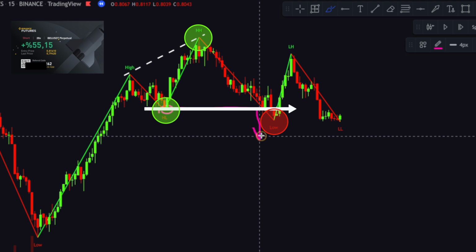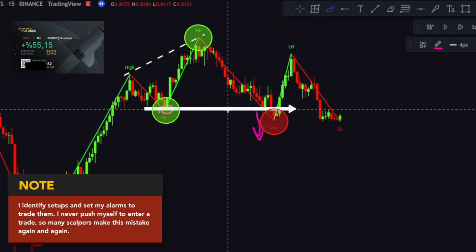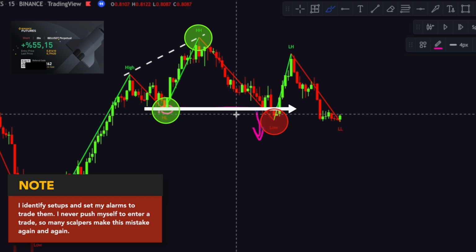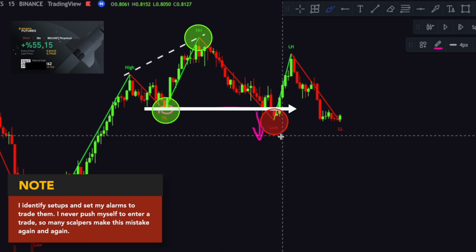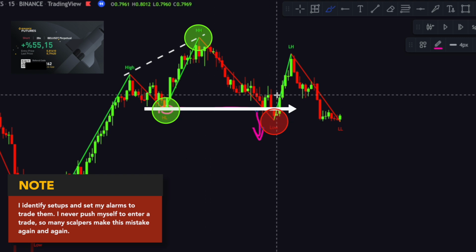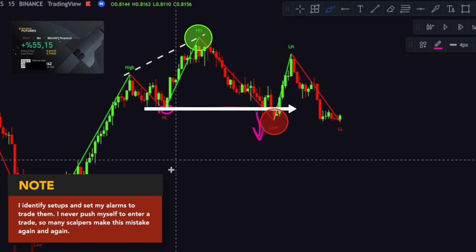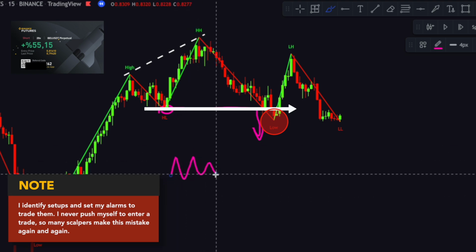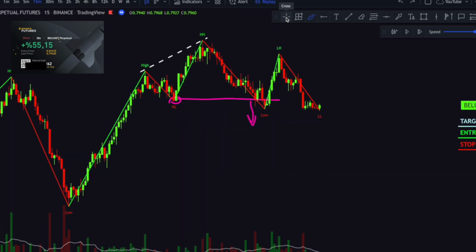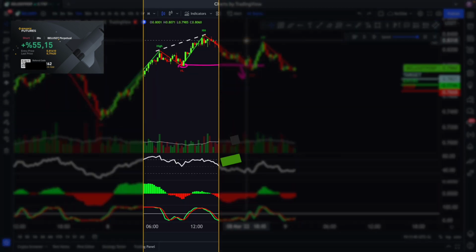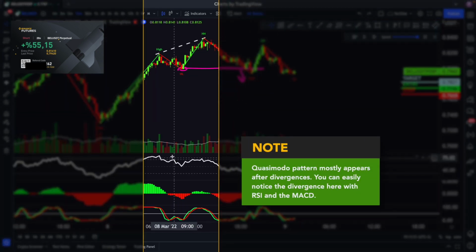This is why I say this all the time. I identify setups and set my alarms to trade them. I never push myself to enter a trade. So many scalpers make this mistake again and again. They push themselves to enter a trade. As I said before, the Quasimodo pattern mostly appears after divergences. You can easily notice the divergence here with RSI and the MACD.